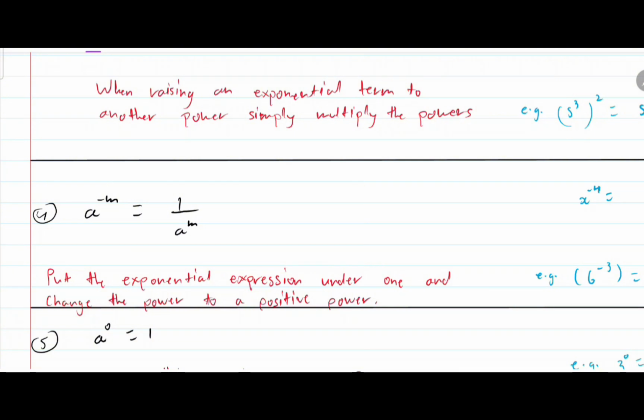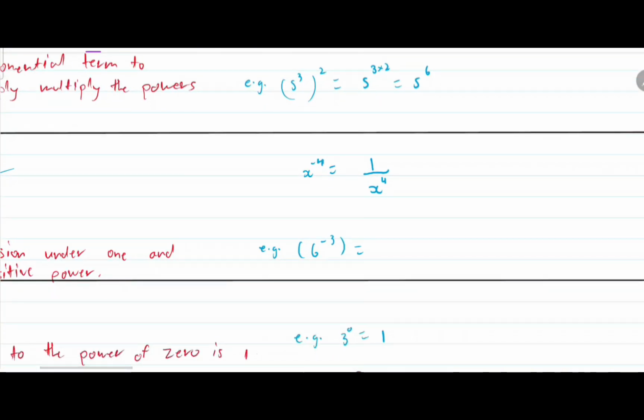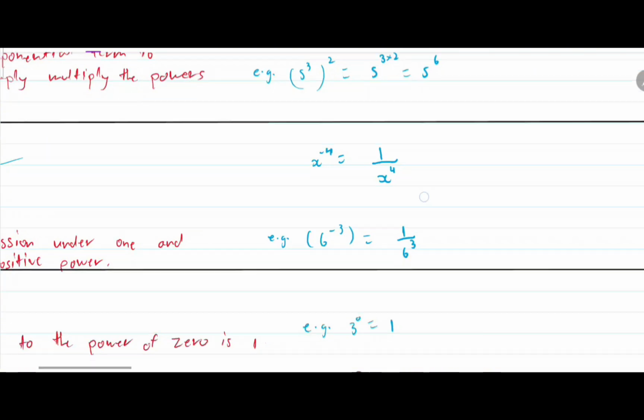Now, what do we do when we have negative powers and we want to express it into something else? Well, we simply put the exponential expression under 1 and we change the power to a positive power. Just like what we did over here. So for an example, if I have x raised to the power of minus 4, that's going to be the same as 1 over x to the 4th. And same thing here. 6 raised to the power of minus 3 is going to be 1 over 6 cubed.